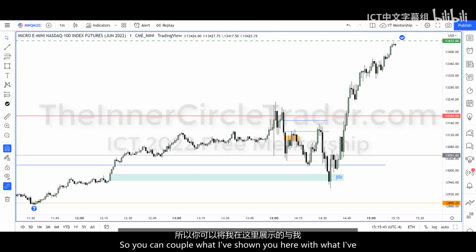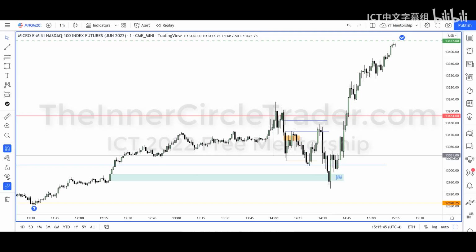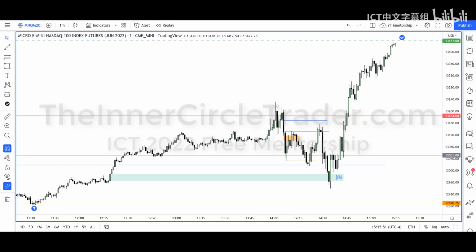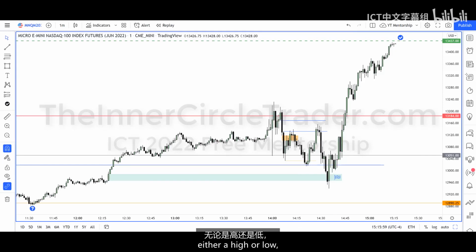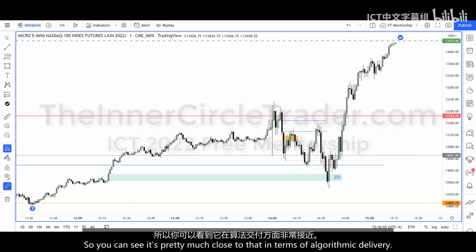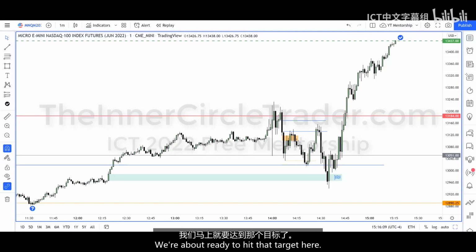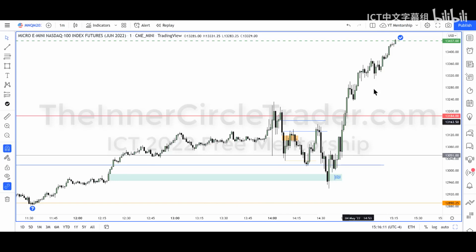So you can couple what I've shown you here with what I've outright come and told you, basically that I'm looking for the drop down at FOMC at 2 o'clock. Once it drops down into that, usually around 2:30, it's finished its initial leg where it prices in whatever it's going to do, either a high or a low, and then starts to rally. So you can see it's pretty much close to that in terms of algorithmic delivery, just a little bit past 2:30. We're about ready to hit that target here, and there she is.